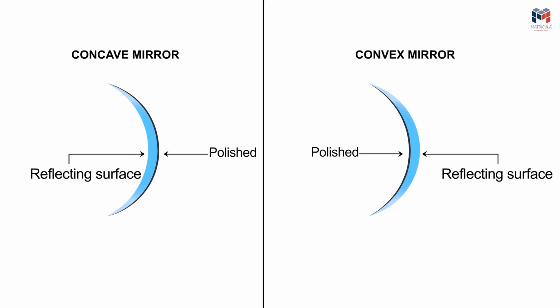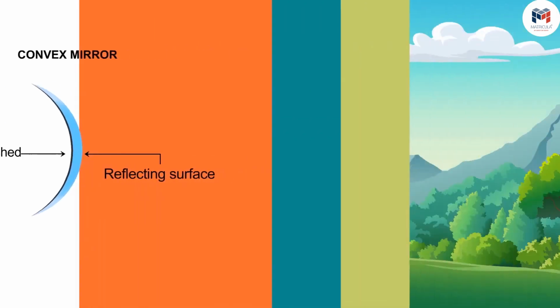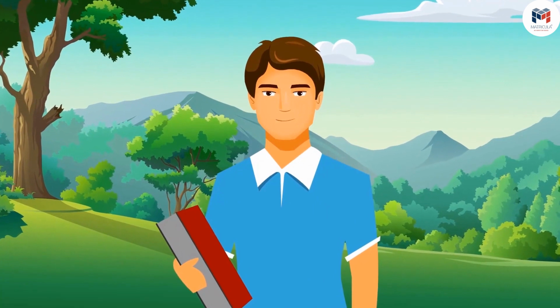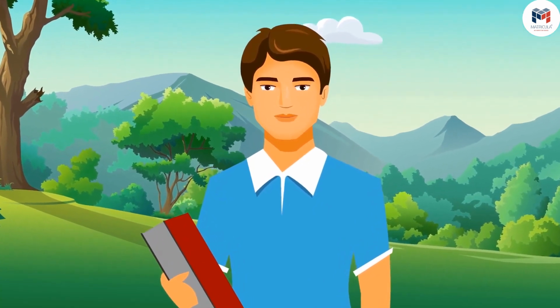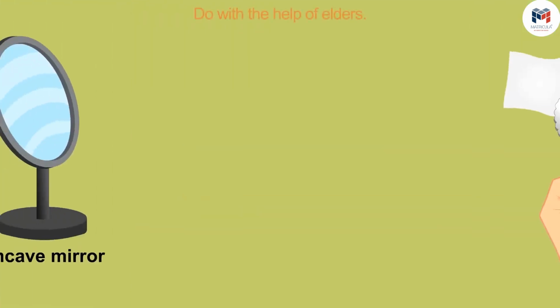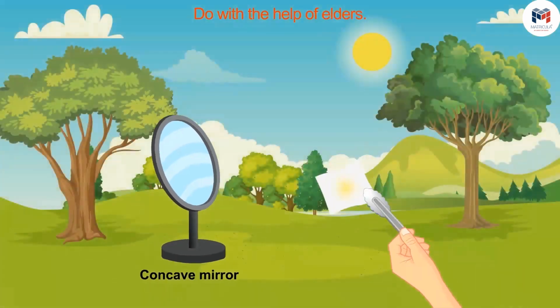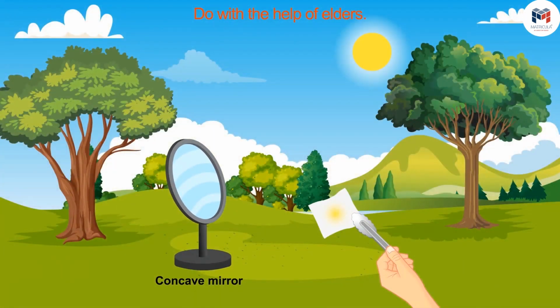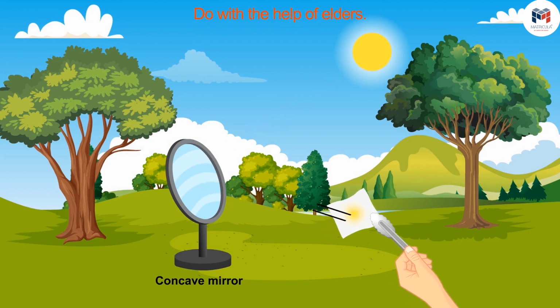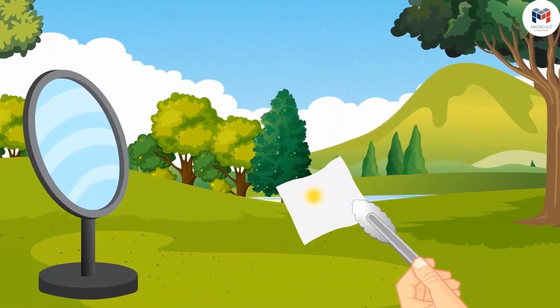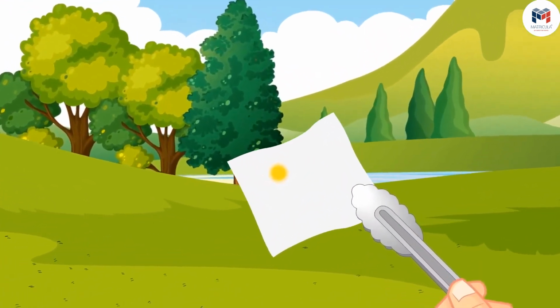Let us try to understand the spherical mirror with another activity. Hello friends, I came again. Now I will show you something with the help of a magical activity. A concave mirror and a paper would be needed to perform it. I will place the concave mirror in such a way that the rays of the sun, after getting reflected by it, directly fall on the paper. I will keep on doing this while moving the paper back and forth until a sharp point of light is made on the paper.